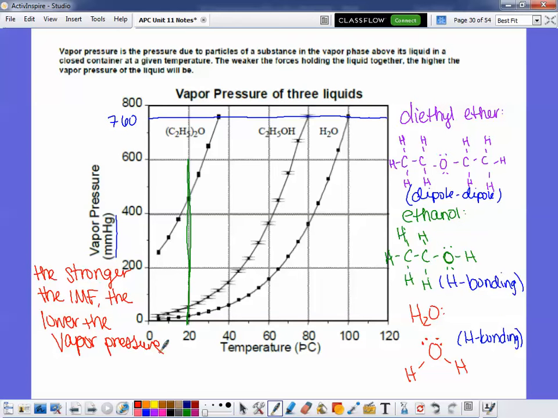So you have to look at it differently. Instead of changing temperature, let's keep temperature constant here. Water has the lowest vapor pressure at this temperature because it has the strongest intermolecular forces holding it together, whereas diethyl ether has the highest vapor pressure because its molecules escape to the gas phase the easiest. So the weaker the force, the higher the vapor pressure. The stronger the force, the lower the vapor pressure. And the lower the vapor pressure, the higher the boiling point, because lower vapor pressure means less of it wants to go to the gas phase. So in order to make it go to the gas phase, you have to put more energy in.